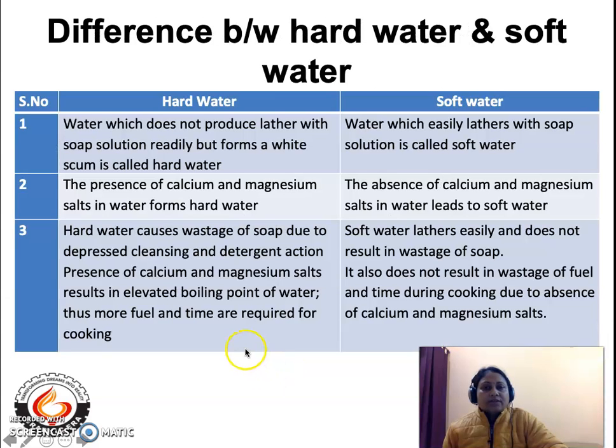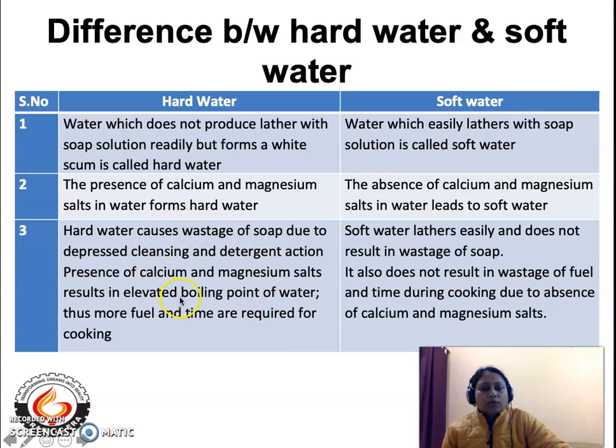So what is the difference between the hard water and the soft water? The hard water, as I said, does not form lather with soap readily, but it forms a white mass. Such type of water is called hard water. Now soft water is that which easily lathers with soap. Now the presence of calcium and magnesium salts in water results in hard water, whereas the absence of calcium and magnesium salt in water leads to soft water.